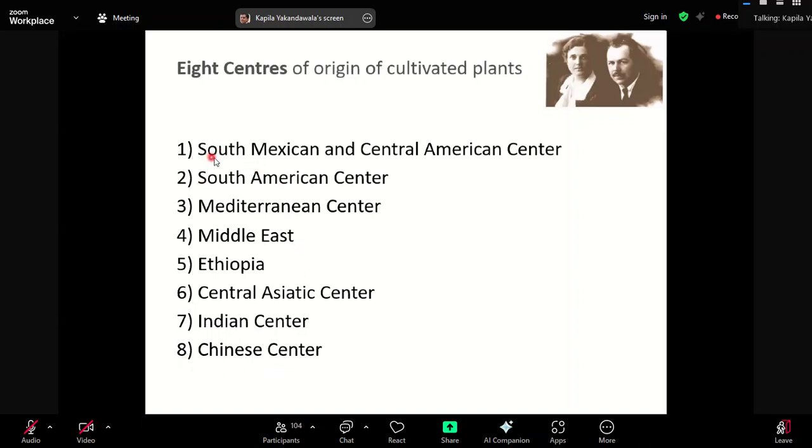What are these centers? South Mexican and Central American Center, South American Center, third one Mediterranean Center, Middle East Center, Ethiopia, Central Asiatic Center, Indian Center including Sri Lanka, and finally Chinese Center. Those are the 8 centers of origin of cultivated plants. Please remember the names of these centers.